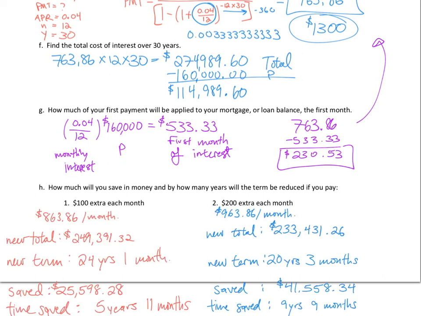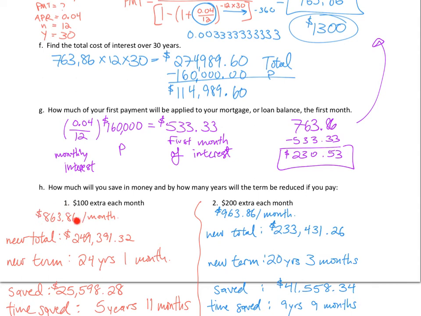And lastly, down here at the bottom, we have these two scenarios that are meant for you to look at and just think for a few seconds. What happens if you pay extra money each month above your original payment? So if you pay $100 extra each month, that means we would add $100 to this amount here, which we figured out way back here. So it would be $863.86 per month.